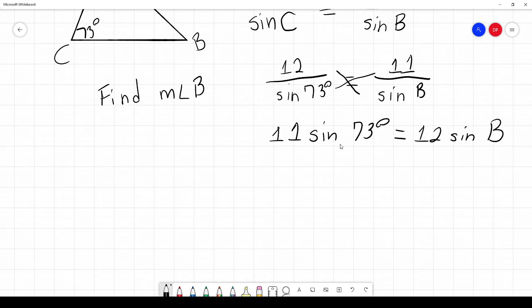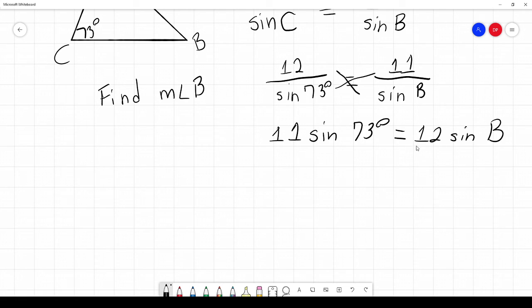So notice the left side, the sine of 73 degrees is going to be a decimal. We don't necessarily know what it is, but we can just plug that into our calculator. So the left side is essentially a number at this point. But on the right side we have sine B, which is the part we want to get by itself.